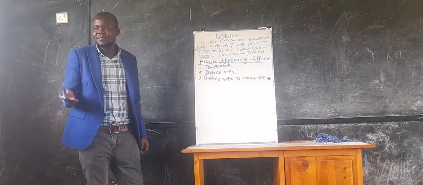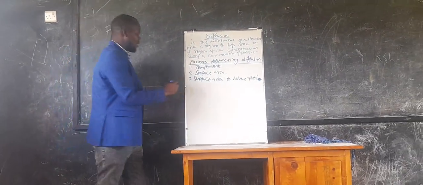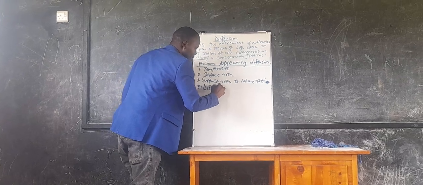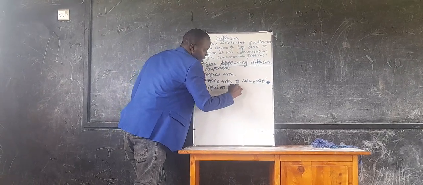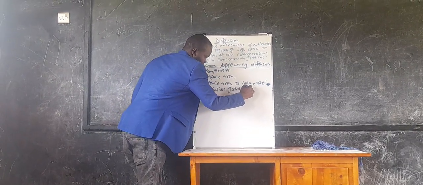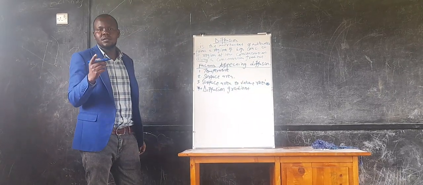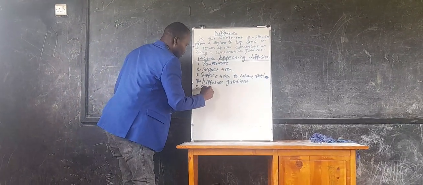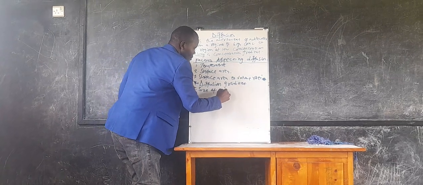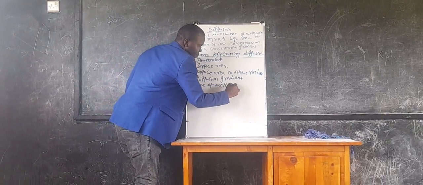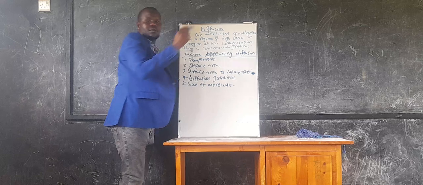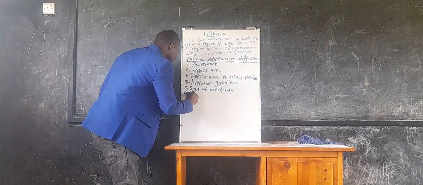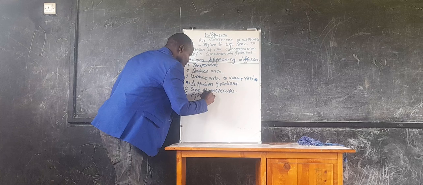Next, diffusion gradient. Diffusion what? Gradient. Next, size of the molecule. Size of what? Molecule, right? Next, type of medium. Type of what? Of medium.